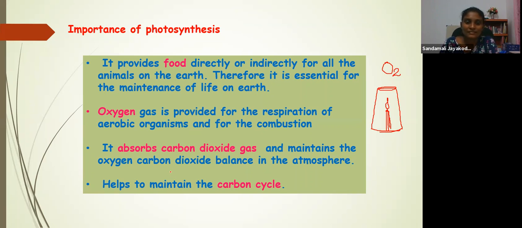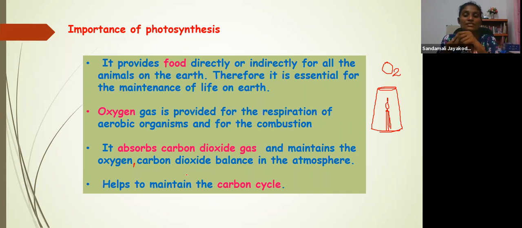Then the third importance of photosynthesis is that it absorbs carbon dioxide gas and maintains the oxygen carbon dioxide balance in the atmosphere. It absorbs carbon dioxide gas to produce food. But actually, carbon dioxide gas is a critical factor which controls the atmospheric temperature.